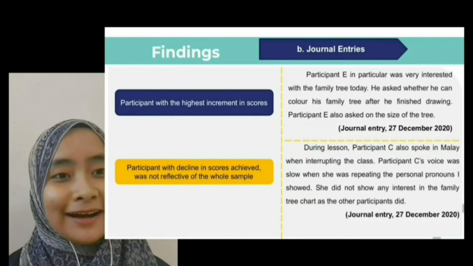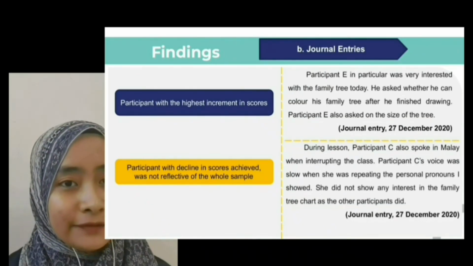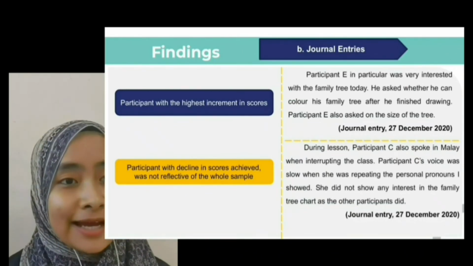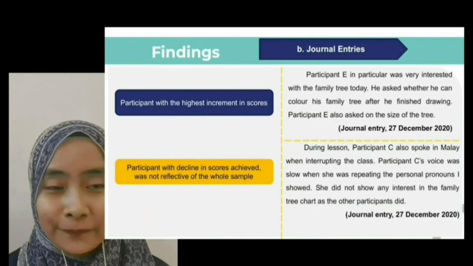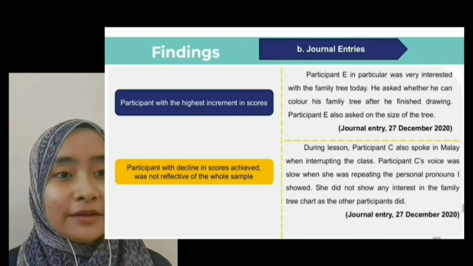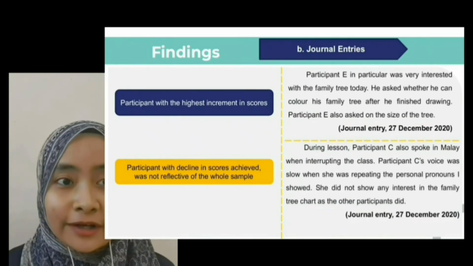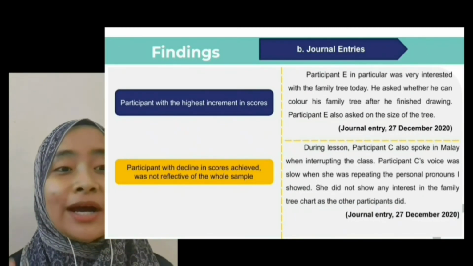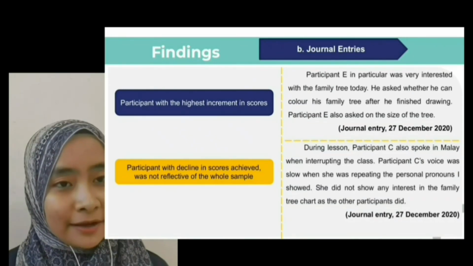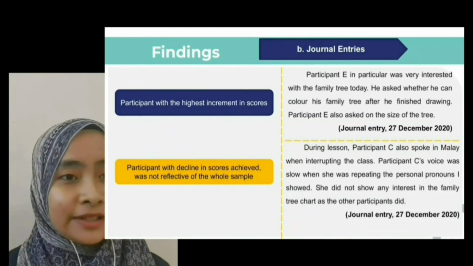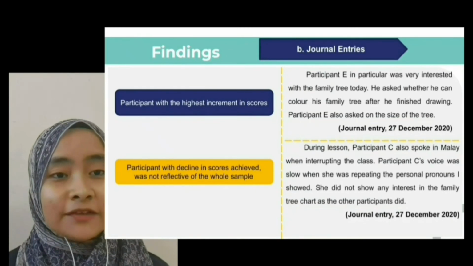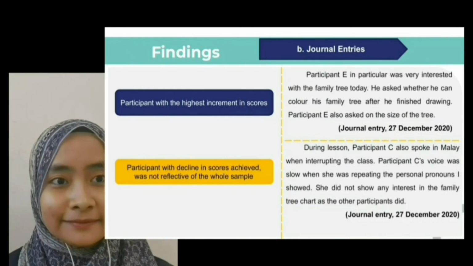He asked whether he can color his family tree after he finished drawing. Participant E also asked on the size of the tree that he should draw. This showed participant E's acceptance of the family tree intervention, and he enjoyed the lesson as he was able to understand the correct personal pronouns at the same time. On the other hand, participant C showed refusal and also dismissive behavior during the lesson.